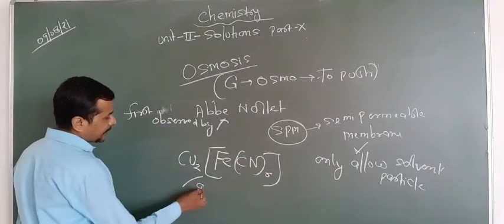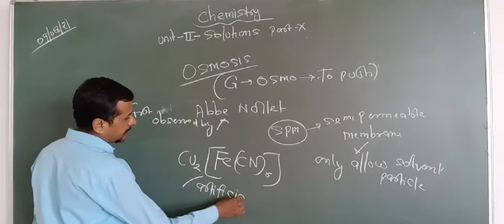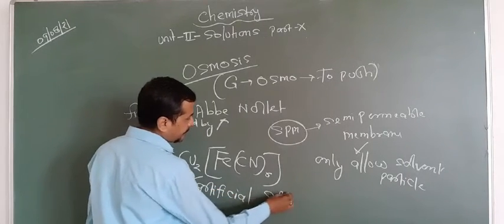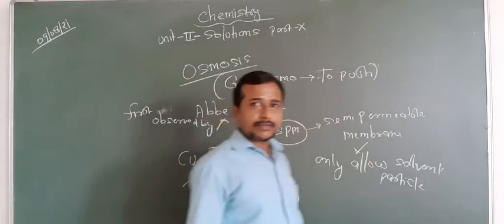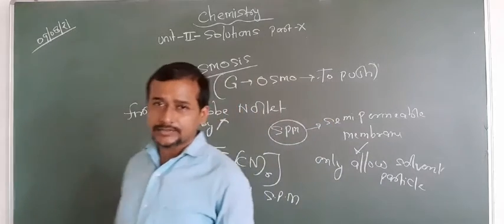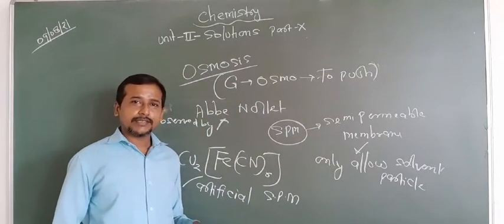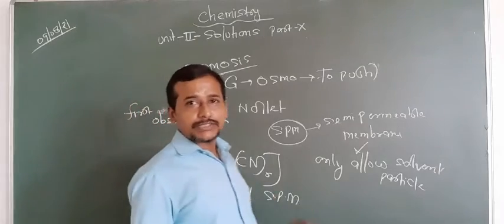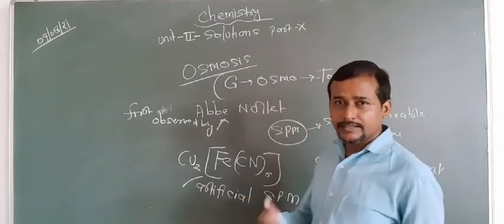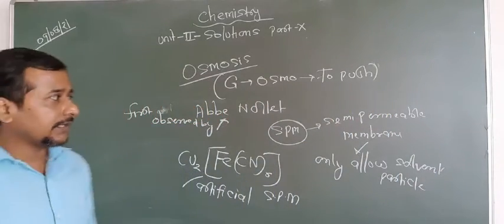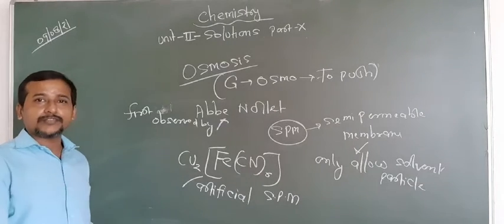This is a type of artificial SPM. Are you getting this point or not? This is frequently used as an SPM because it is stable at high pressure. So one question arises from the SPM: name the SPM which is used frequently. That is copper ferrocyanide, because it can withstand high pressure. So these are all about the SPM.